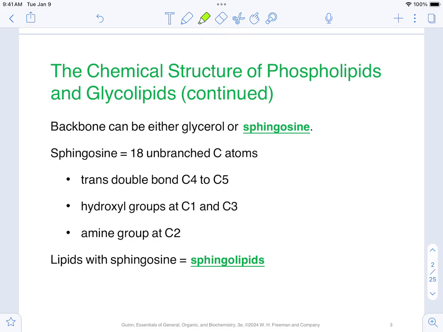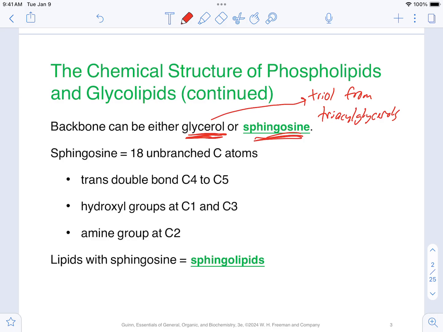So our membrane lipids contain either a glycerol backbone or a sphingosine backbone. Your glycerol backbone is what we saw in a previous video. This is your glycerol from your triacylglycerols. We saw that before. That was when we took the H off of the alcohols and the OH off the carboxylic acid groups in our esterification reaction.